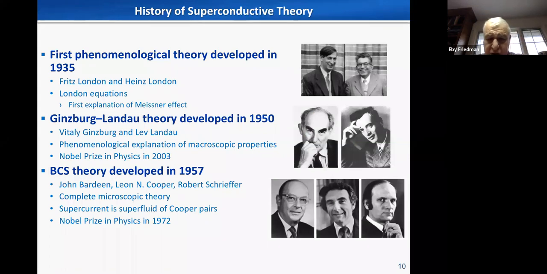The London brothers did some very important work in characterizing the behavior, and now they're called the London equations. Famously, Vitaly Ginzburg and Lev Landau, I actually met Ginzburg once, did some very important work in the area of superconductivity. And this is all formulated together in what's called the Bardeen, Cooper, Schrieffer BCS theory. And so this is where we describe the effects of Cooper pairs, where the supercurrent is composed of these Cooper pairs.